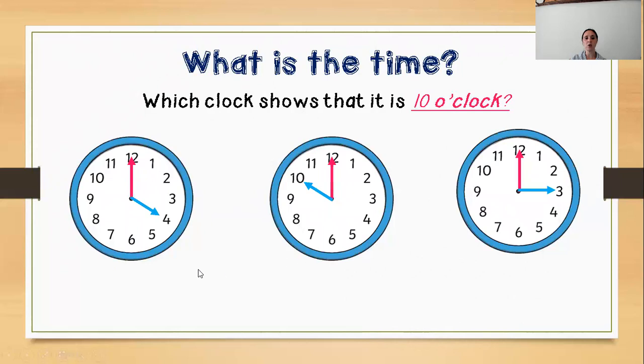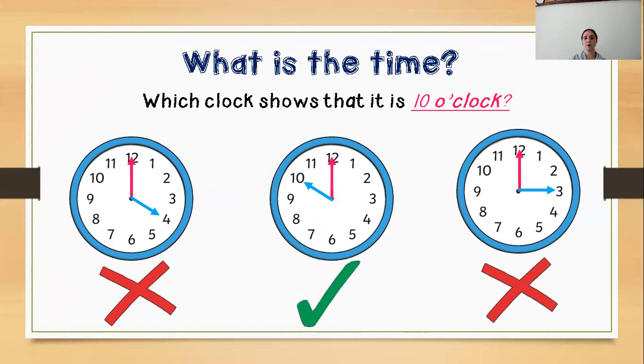Now I want you to tell me when it is 10 o'clock. Let's look here. The minute hand is on the 12, hour hand is on the 4. It's not 10 o'clock. Look at this one over here. Here the minute hand is on the 12, the short hand is on the 3, meaning it's 3 o'clock. So here we go. This one is 10 o'clock.